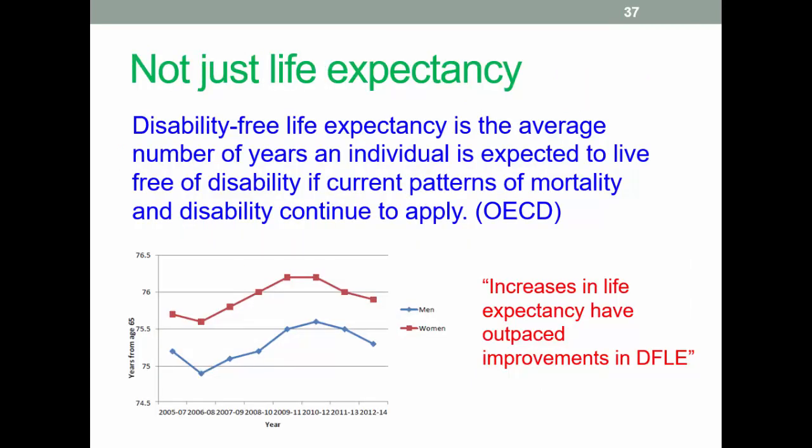Okay, so bear with me a second. Yes, I mentioned disability-free life expectancy a little while ago, and this is its definition: the average number of years an individual is expected to live free of disability if current patterns of mortality and disability continue to apply. And it notes that increases in life expectancy have outpaced improvements in DFLE. It is an issue because one of the things it means is that you can't work. So it's not just about mortality, it's about people living a healthy life as they get older as well.